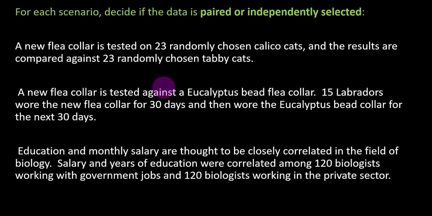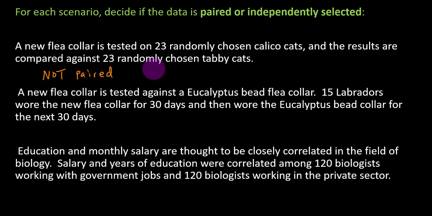A new flea collar is tested on 23 randomly chosen calico cats, and the results are compared against 23 randomly chosen tabbies. So you want to ask yourself, we've got two samples here. Did the selection of the calico cats have any influence or dependency upon the selection of the tabby cats? The answer is no. So these are not paired samples.